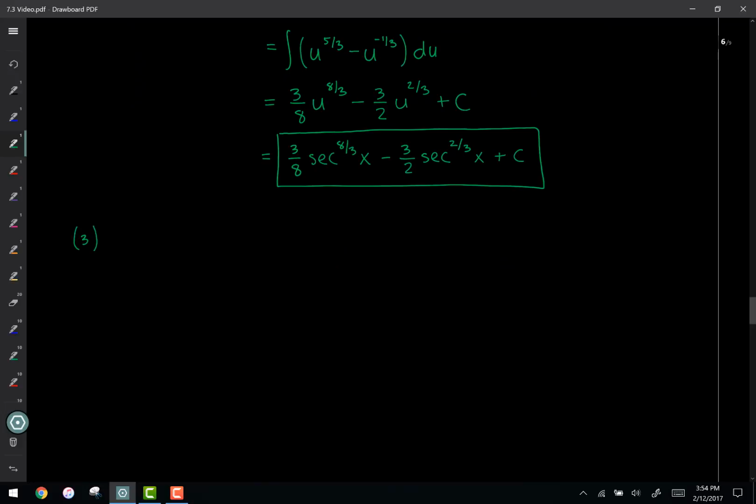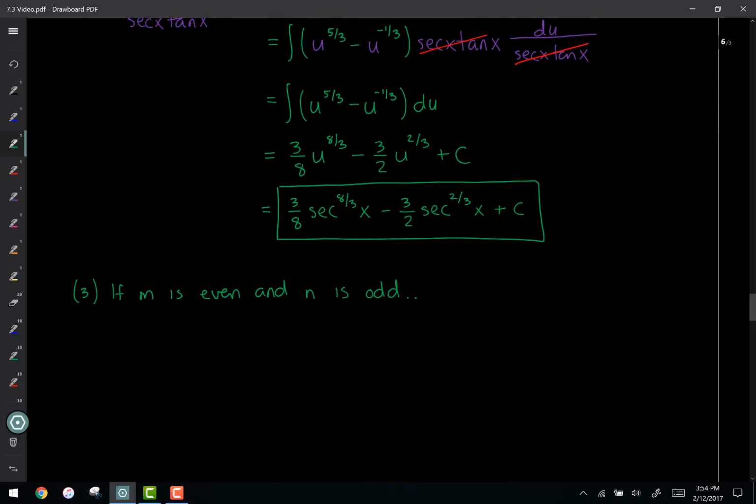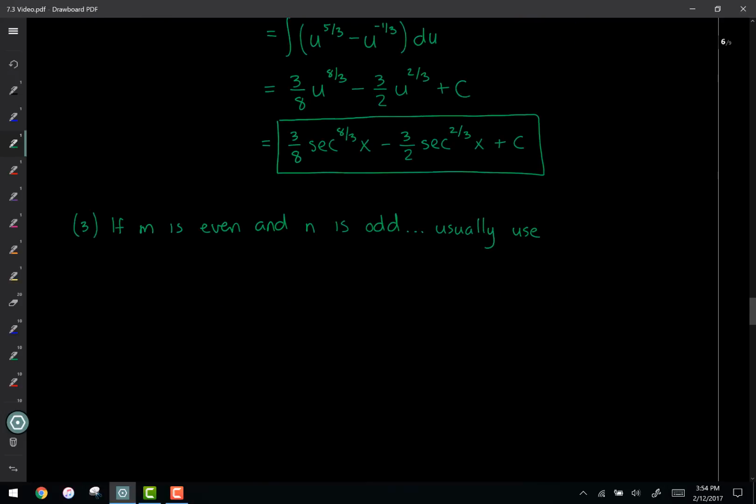It's on the worksheet. But if m is even and n is odd, so if we have like tangent to the 4th and a secant cubed, or even if the tangent to the 0, so that's gone, so just something like secant cubed, which we'll look at in class, what you usually need to do is use integration by parts. It's kind of the only way to do it.